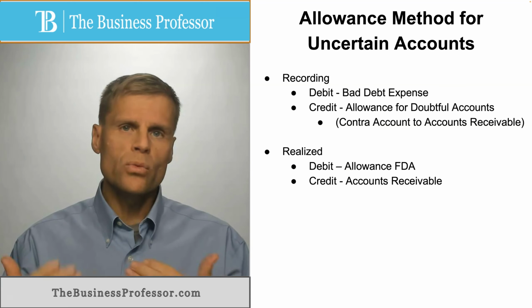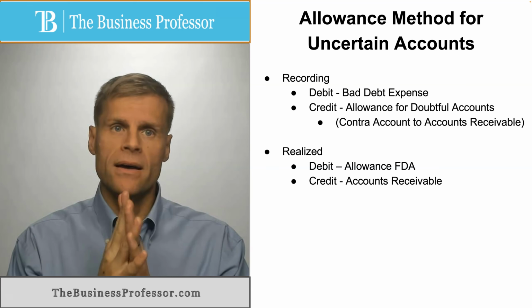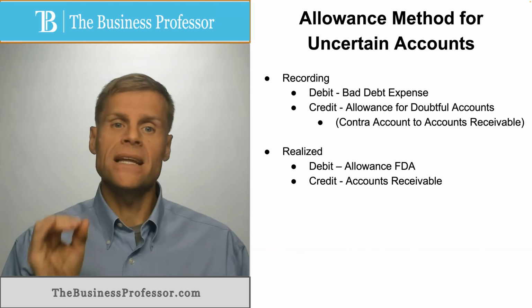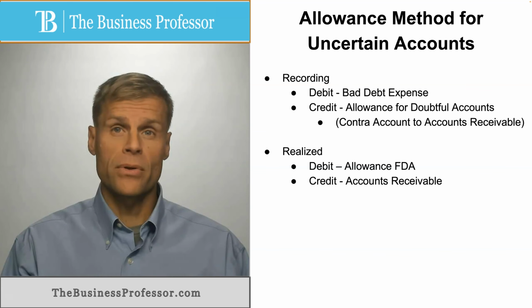Now, once you realize that the debt is not going to be paid, that is, you've identified that there will be a default, you will then debit the allowance for doubtful accounts and you will credit the accounts receivable, so that the matching principle applies.